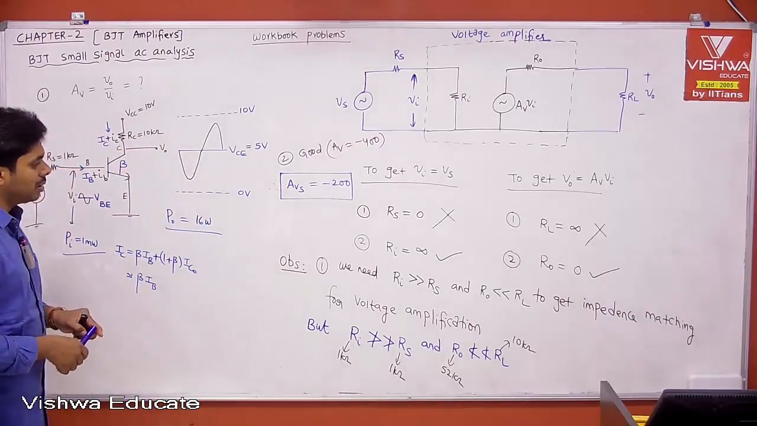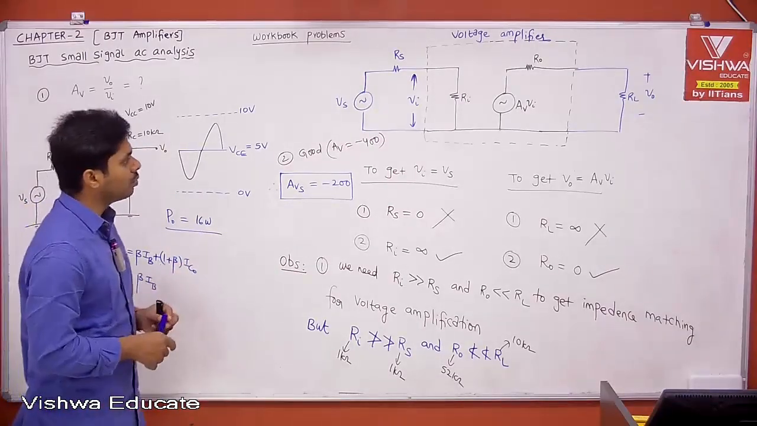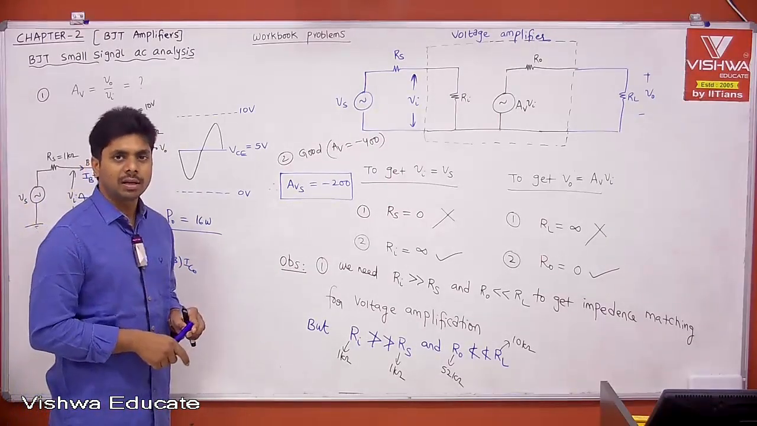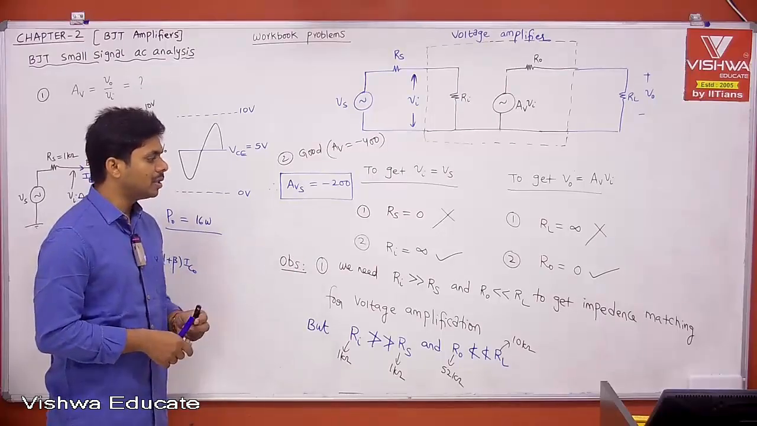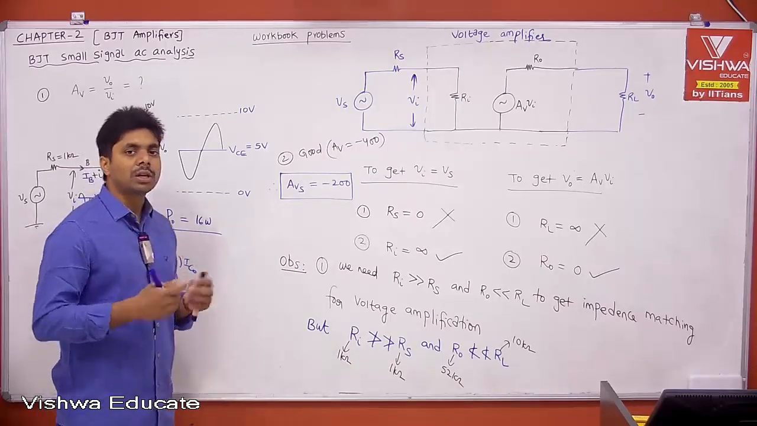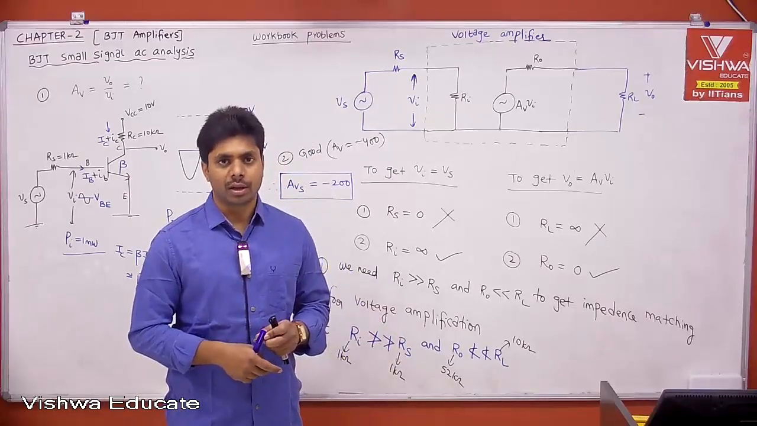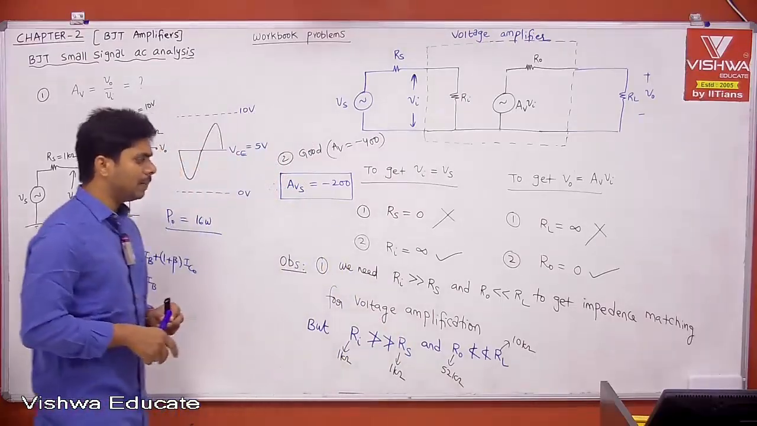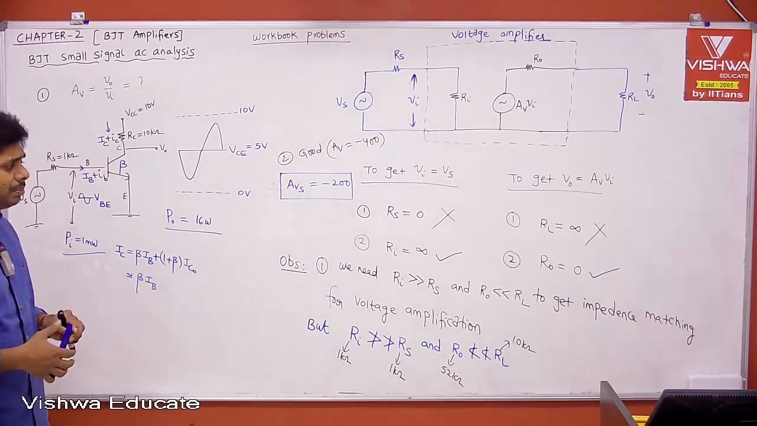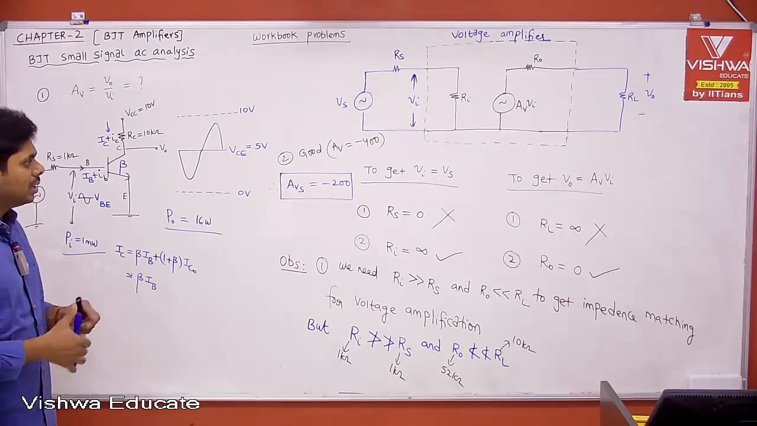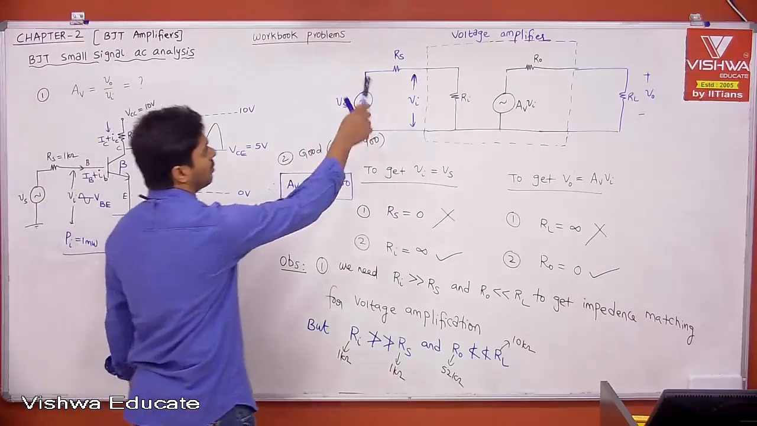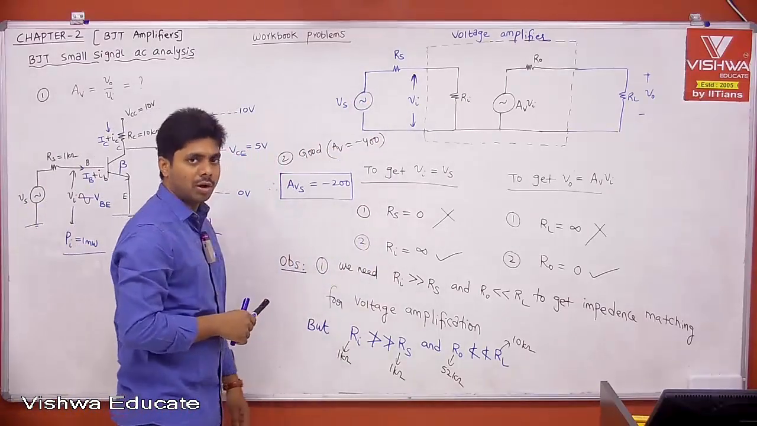A common emitter amplifier has very good voltage gain and very good current gain, but because of not having impedance matching, we are not able to utilize them as they are, right? I hope that is clear. Now when I say impedance matching, it is not like Ri is equal to Rs. I told you this point already.